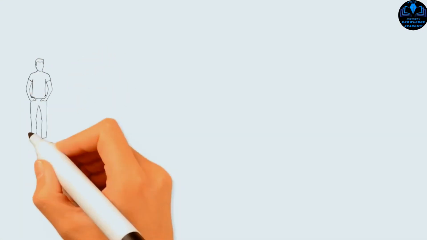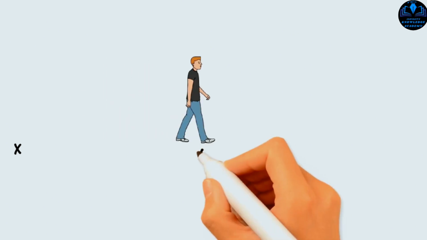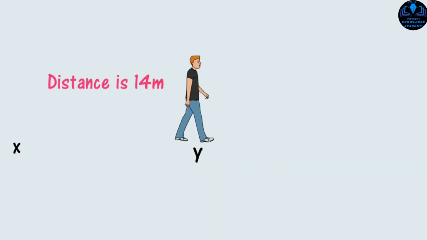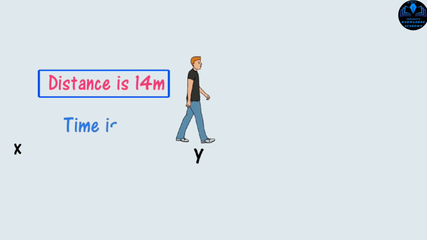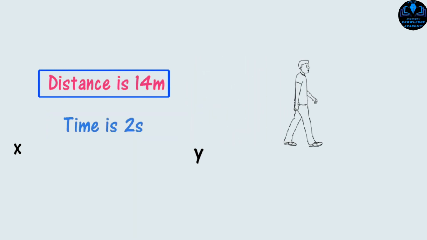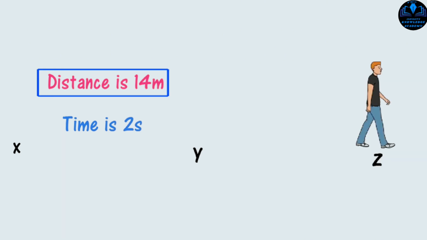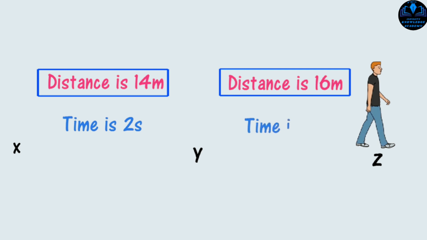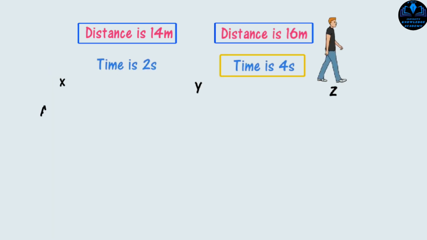Let's say a person is standing at a point X and he is moving to the point Y, and the person is covering 14 meter distance in 2 seconds, and then from point Y the person is moving to the point Z, and the distance he is covering is 16 meter in 4 seconds. Now how will I define the average speed?